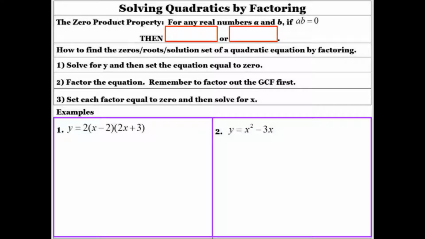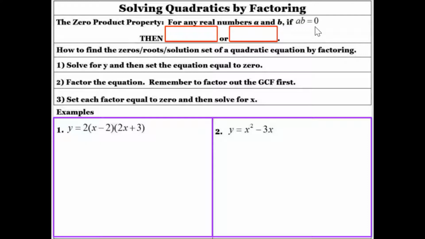And for our last lesson, we're going to learn a different method of solving quadratic equations: how to solve by factoring. First, the zero product property tells us that for any real numbers a and b, if a times b equals 0, what does that tell us about a and b?